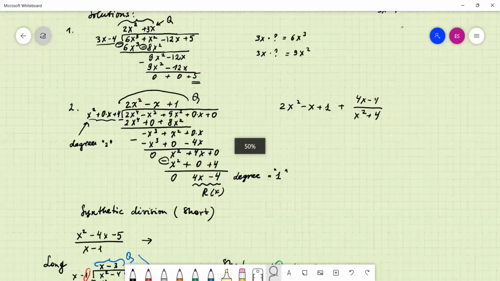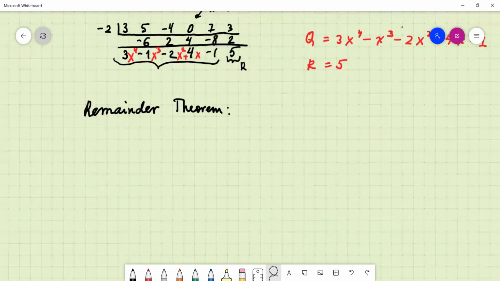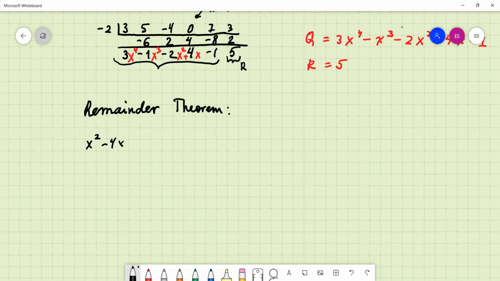Okay, guys, I'm going to just write down the result. I kind of remember it because I did it already 3 times today, right? So x squared minus 4x minus 5 is equal to x minus 3, that's a quotient, right? X minus 1, that's a divider. And minus 8, which is a remainder, right?